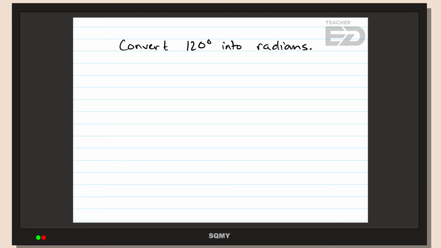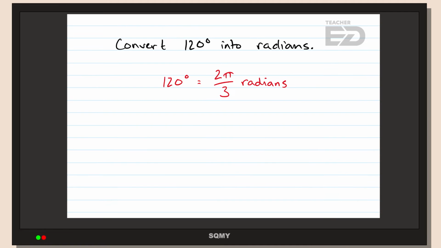And now you try. Let's see if you can convert 120 degrees into radians. Pause the video while you work out the answer. If you got 2 pi over 3, great job!